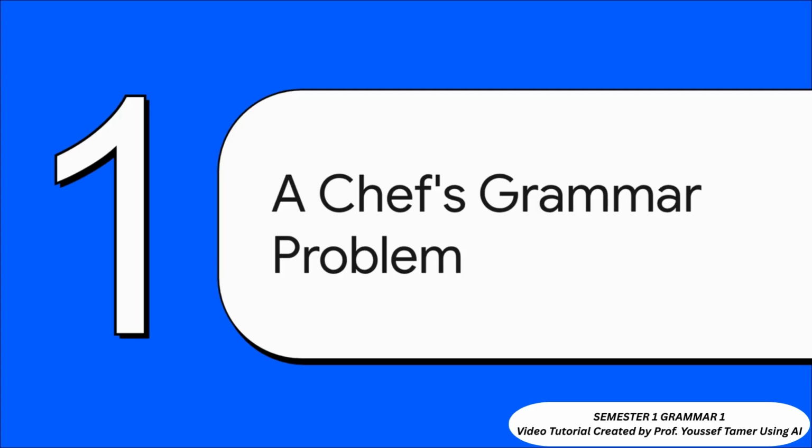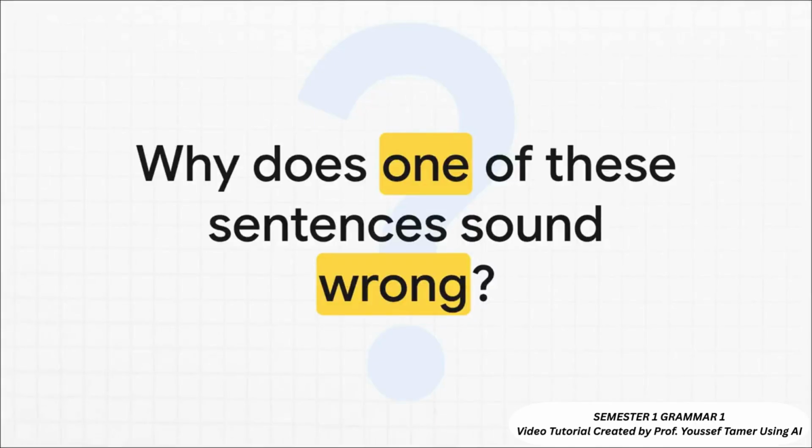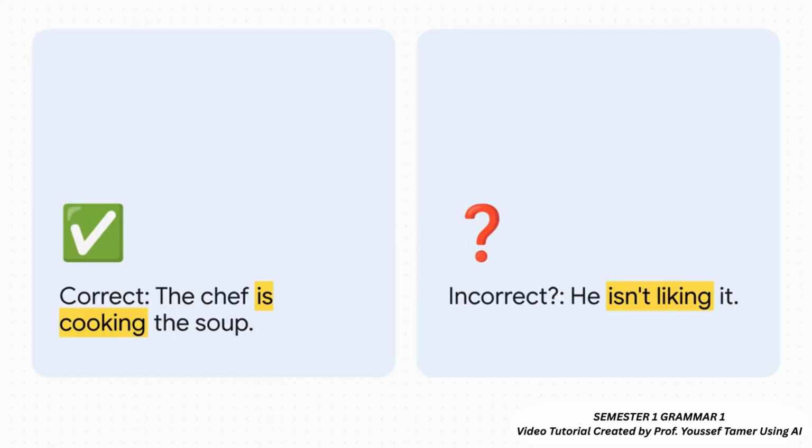Picture a chef, right? He's in his kitchen, maybe he's trying out a new soup recipe. So, here's a little puzzle for you. Both of these sentences are describing what's happening in that exact moment. But for some reason, one of them just sounds wrong. Any idea why? I mean, think about it.